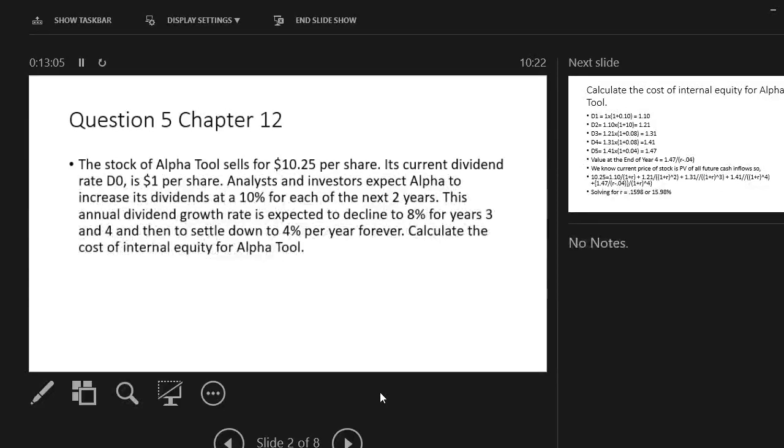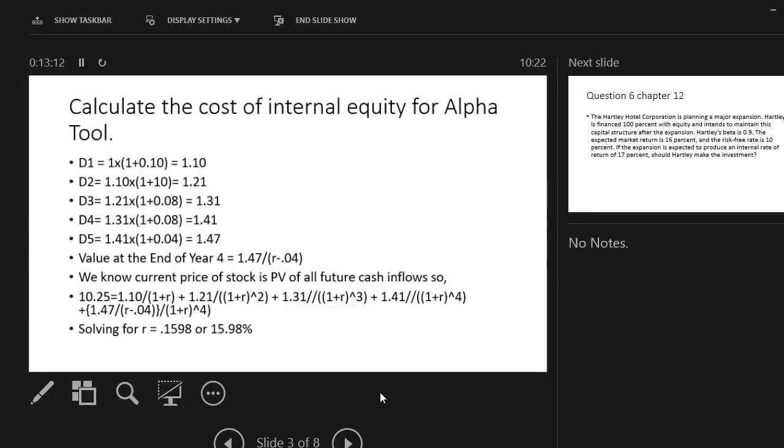All right. So let's look at how we are going to answer this one. They are saying calculate the cost of internal equity for Alpha Tool. So obviously we need the amounts for the dividends in their respective years, right? So remember another thing, just like I said last time, when you are looking at information on dividends, right?